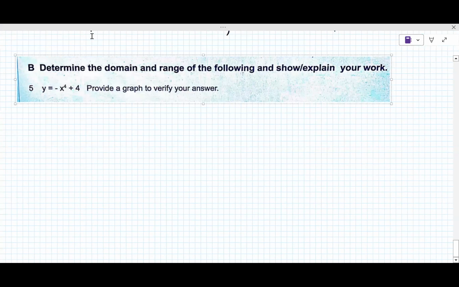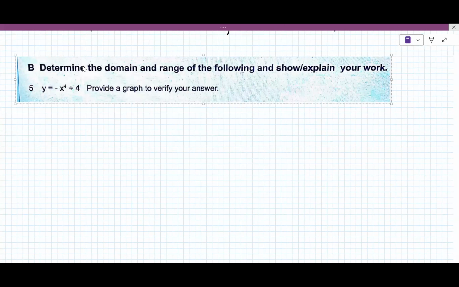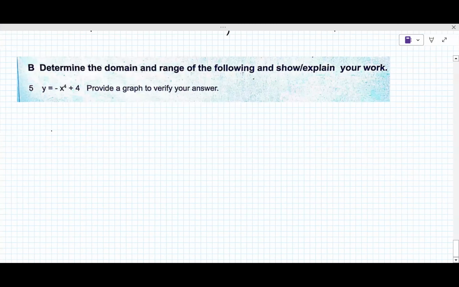Here we go. It says to determine the domain and range of the following function and explain, show your work, provide a graph to verify your answer. All right. We haven't done this yet, but let's do a quick overview of Desmos to maybe help you with graphing.